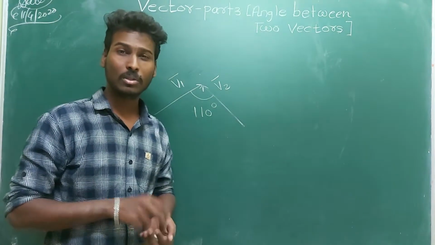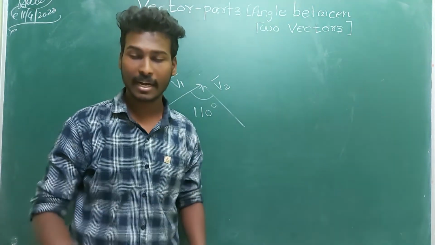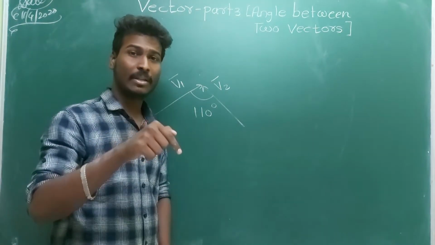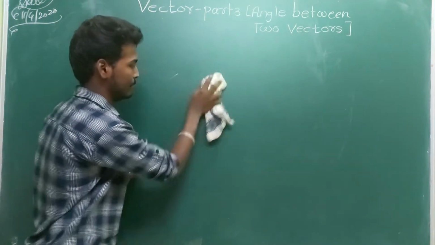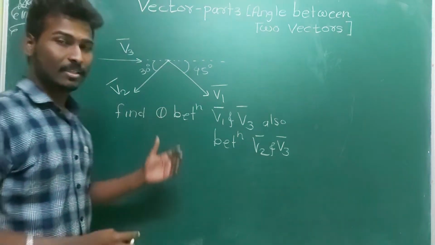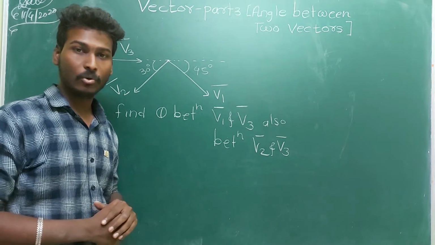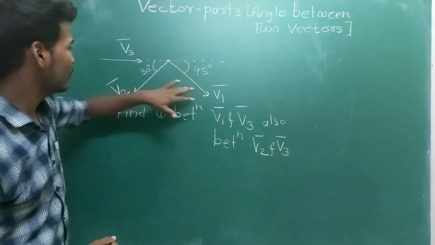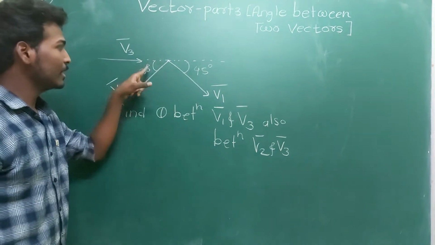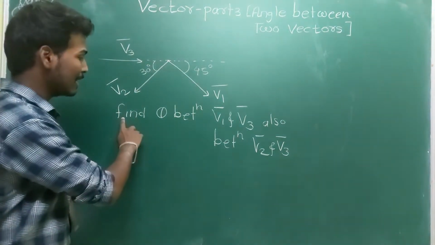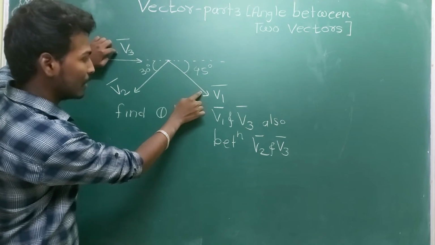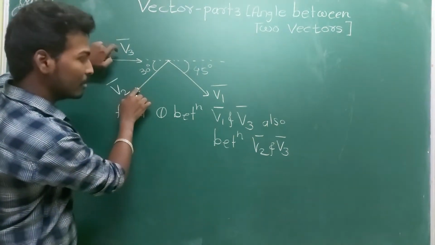After that I will go to the more complex question which comes regarding angle between two vectors. Answer of this question you have to give in the comment box. Okay, this is one of the complex questions regarding angle between two vectors. They have given us three vectors, v1 bar, v2 bar and v3 bar. v3 bar is not connected here, only v1 bar and v2 bar are connected. 30 degree, 45 degree, and here the angle is not given. They have asked us to find theta between v1 bar and v3 bar, also v2 bar and v3 bar.